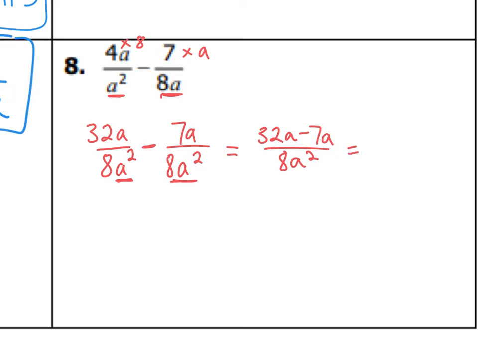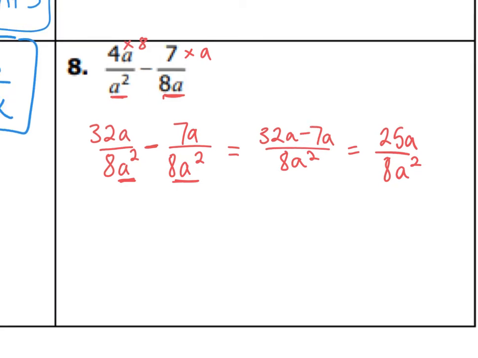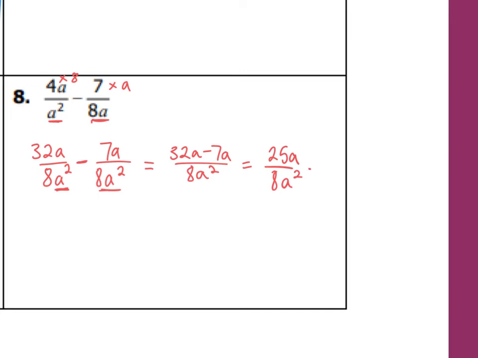What did we say? 32 minus 7 is what? 25a over 8a squared. Will 25 over 8 simplify? No, but what about a over a squared? Will that simplify? Yeah. What will happen there? Just an a on the top or the bottom? Bottom, good. So 25 over 8a is going to be my final answer.